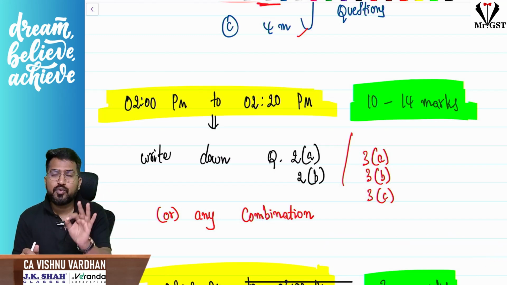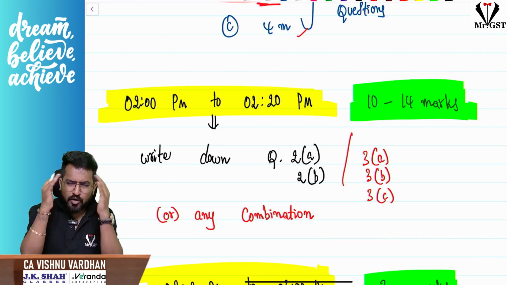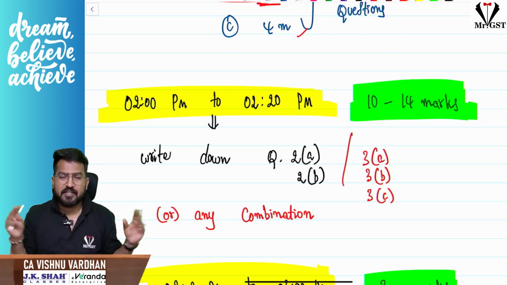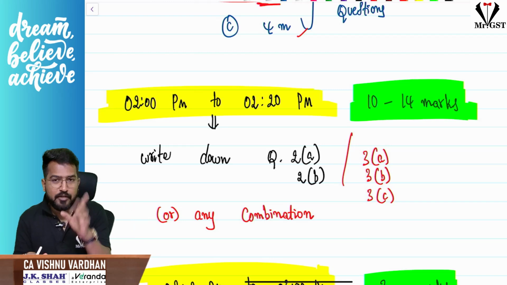So from 2 to 2:20, from 10 to 14 marks. See, not even 14 marks, at least 10 marks you will be able to write down quickly in the answer sheet, but ideally you should be doing 14 marks.